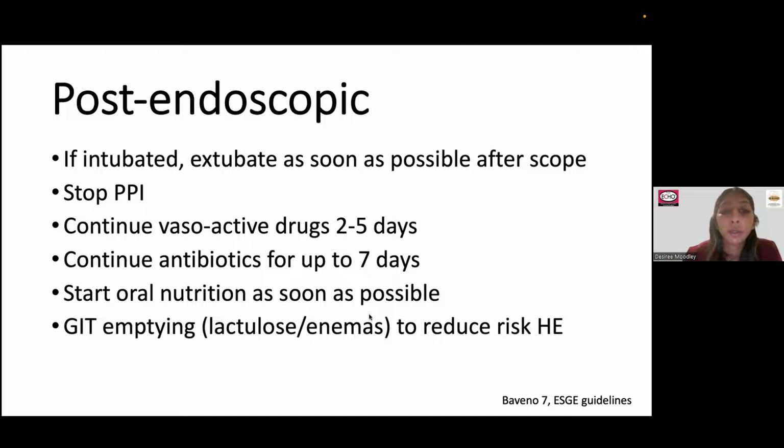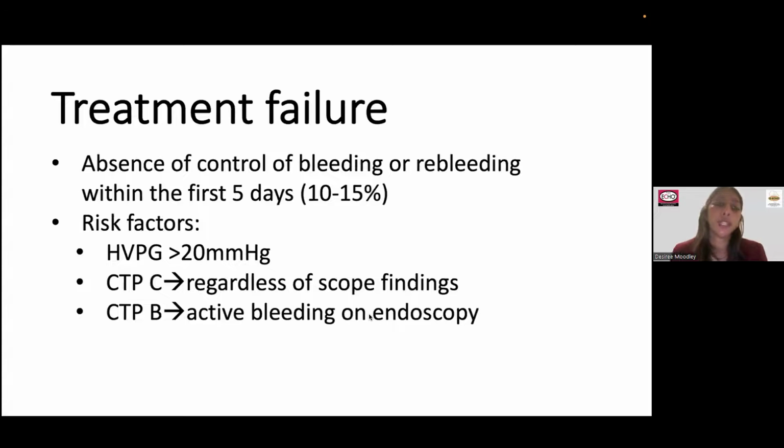You also might use lactulose or enemas, and that's to assist with gastric emptying to reduce the risk of hepatic encephalopathy. Now, what happens if you don't get control of bleeding? So that's treatment failure. So absence of control of bleeding or rebleeding within the first 5 days, and that's seen in up to 15% of patients. Risk factors, again, your venous pressure gradient of more than 20, Child-Pugh C, regardless of what you see on scope, or Child-Pugh B with active bleeding on endoscopy.